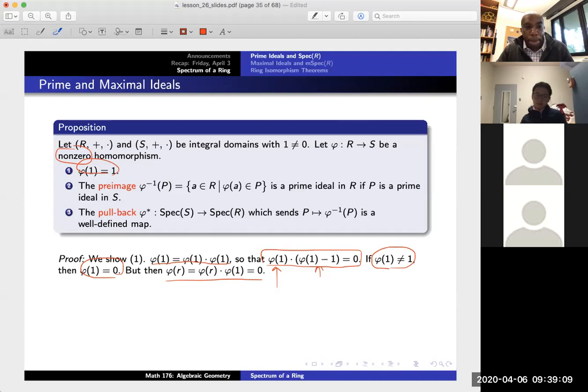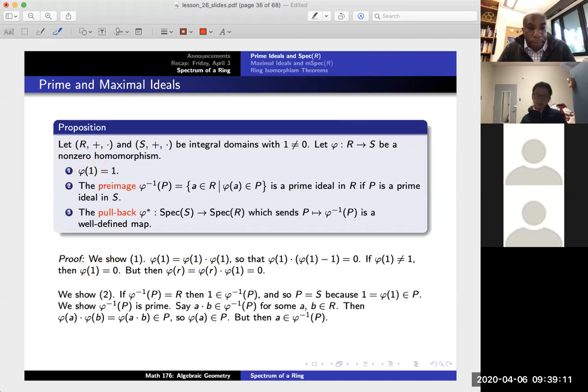So let's go on to the second statement. I want to prove that the preimage is a prime ideal. To be a prime ideal, we need two properties. One is we need it to be a proper ideal. And the second one, we need this funny thing that if A times B is in the set, then either A or B is in the set. So we need those two properties. Let's take a look at the first property. What if this preimage were not a proper ideal?